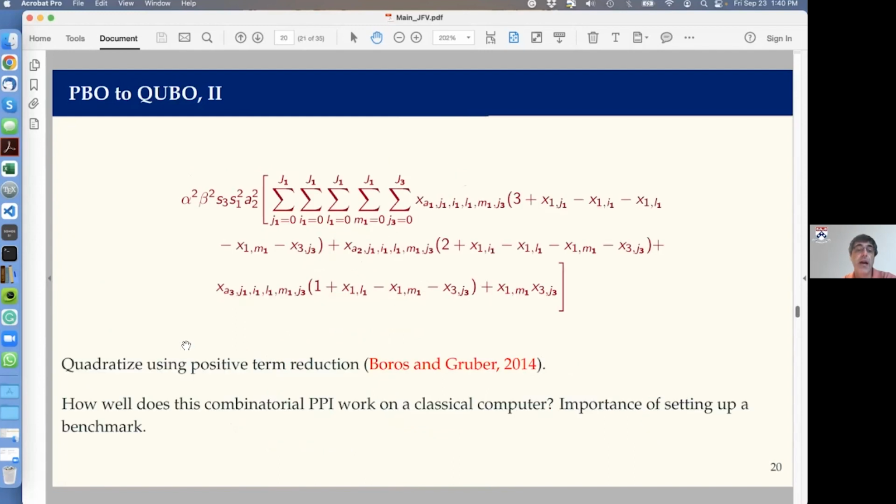And what I have at the end of the day is a combinatorial PPI. So I know I did some algebra, and in these expressions there are 1, 2, 3, 4, 5 summations in just one line. So let's try to understand the intuition of what I'm doing, and then everything else will be absolutely straightforward.